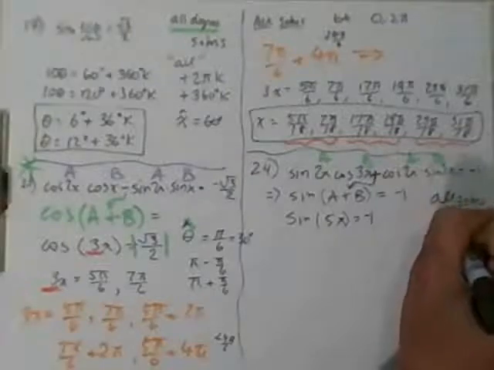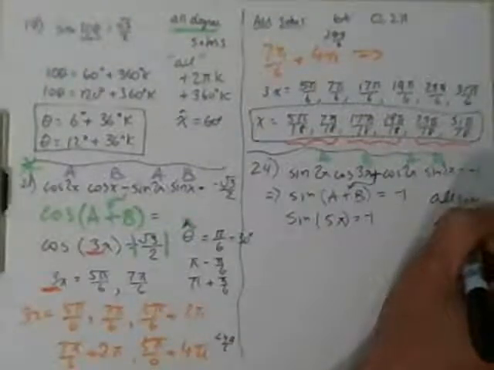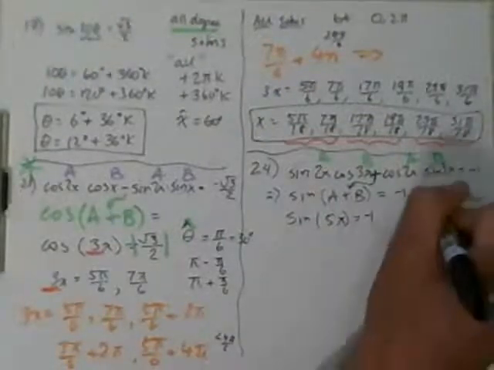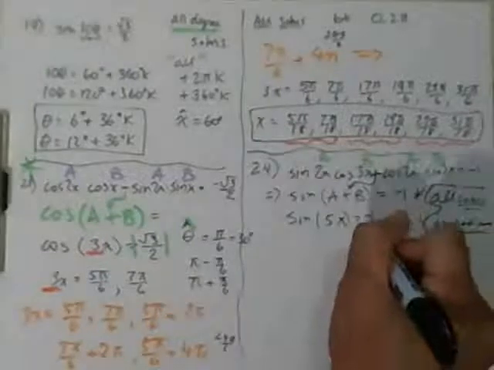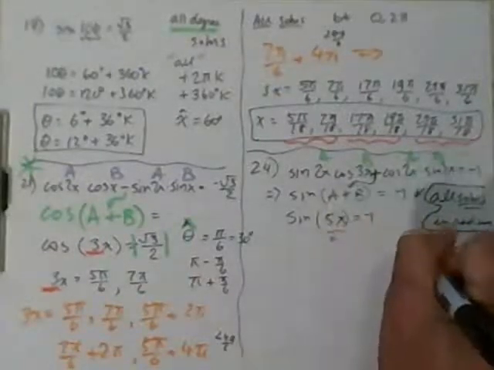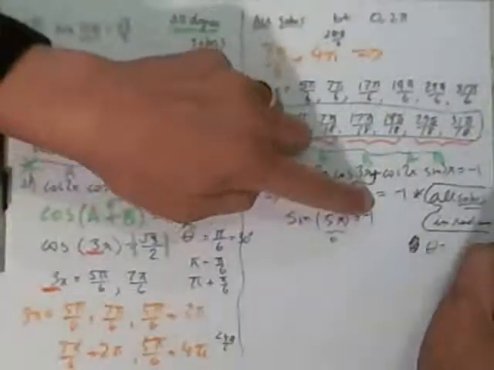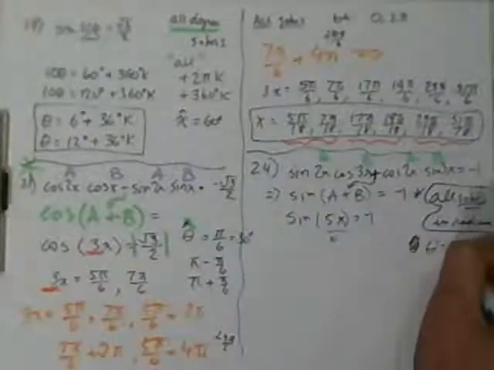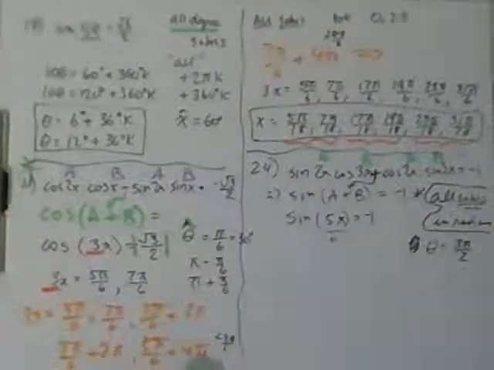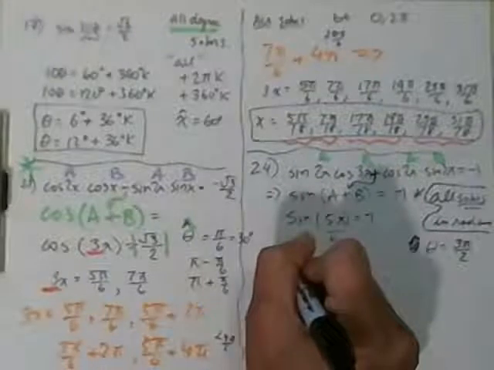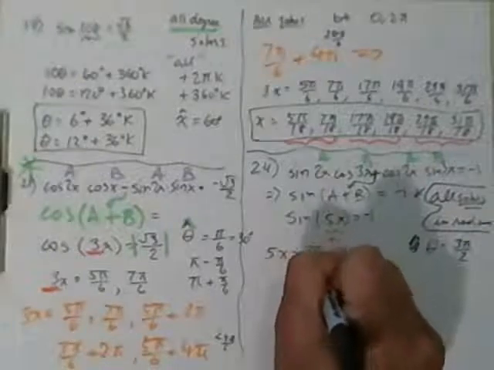All solutions in radians. When it says all solutions without restriction, it's a lot easier. This is really important. Make sure you get this down. All solutions in radians. Let's call this theta. We don't know what it is. Theta is equal to, for what degree would it equal -1? 260? 270, excuse me, which is 3 pi over 2 radians. So sine, so 5x must equal 3 pi over 2.